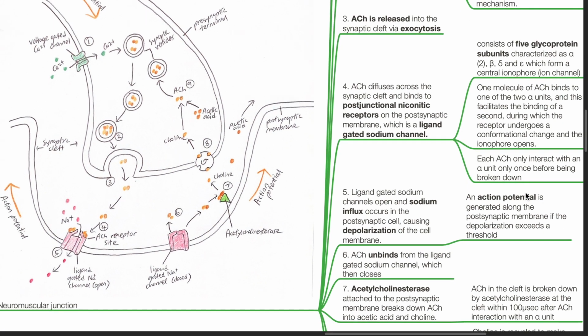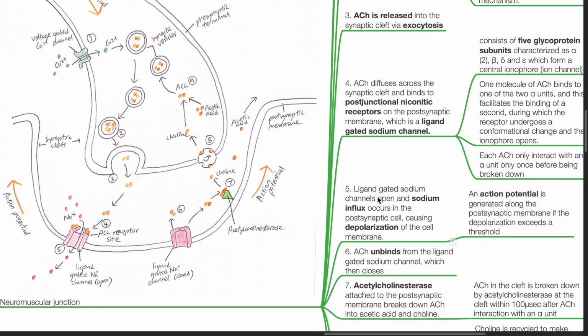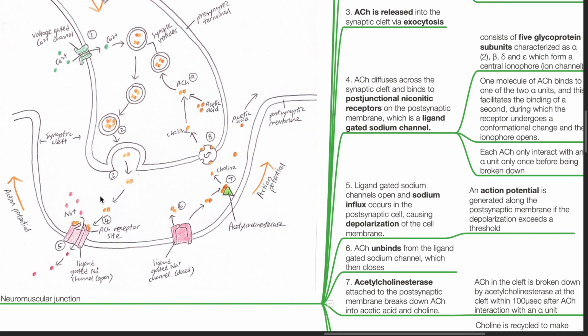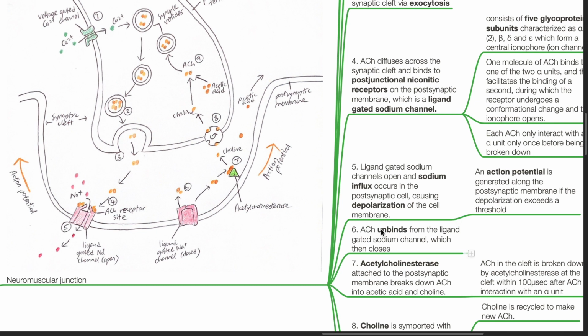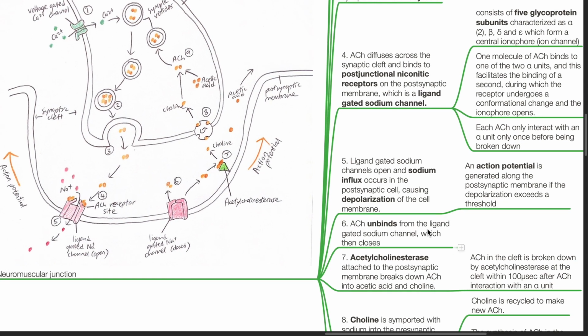Number 5. The ligand-gated sodium channels open, and sodium influx occurs in the postsynaptic cell, causing depolarization of the cell membrane. An action potential is generated along the postsynaptic membrane if the depolarization exceeds a certain threshold. Number 6. Acetylcholine unbinds from the ligand-gated sodium channel, which then closes. Number 7. Acetylcholinesterase attached to the postsynaptic membrane breaks down acetylcholine into acetic acid and choline.